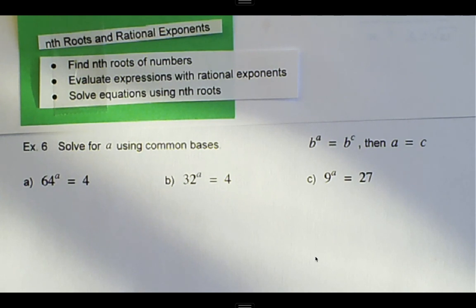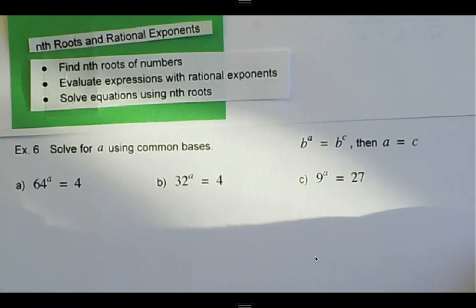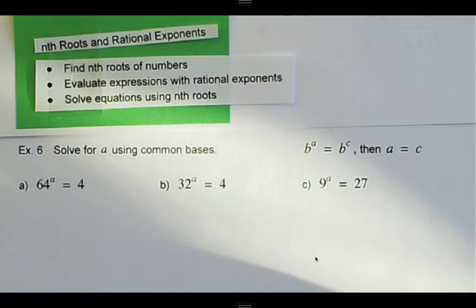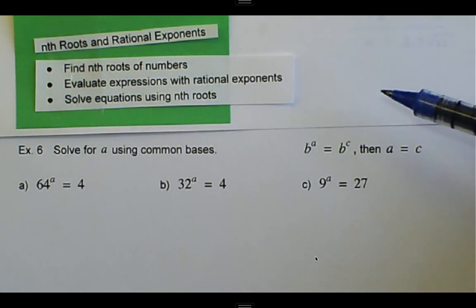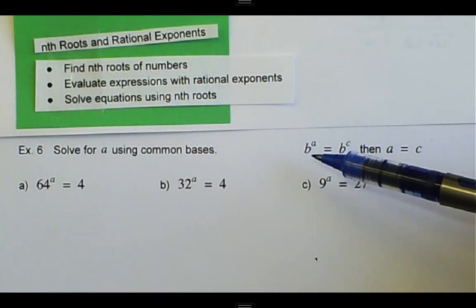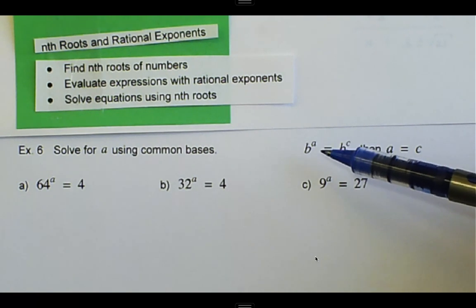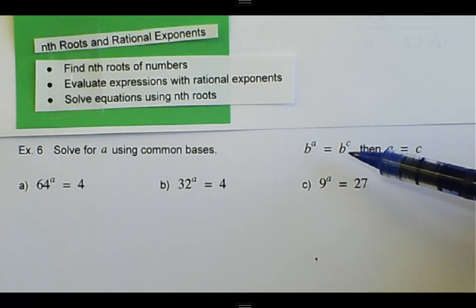Talking about nth root and rational exponents, and we are solving using common bases. And the way that common bases work is exactly the way it sounds. If you have a common base, so in this case, if b raised to the a power is equal to b raised to the c power, then a and c have to be equal.